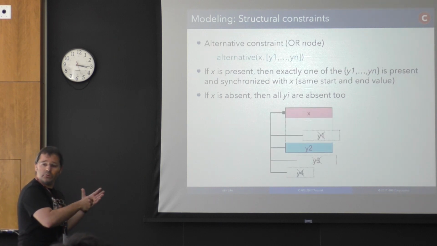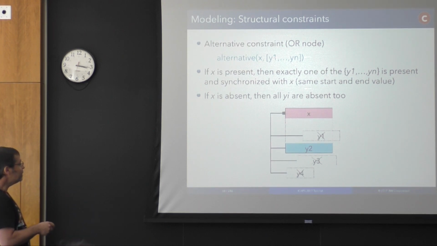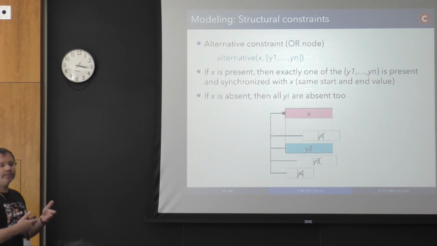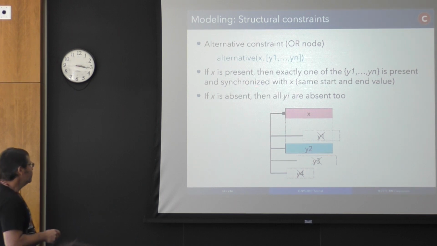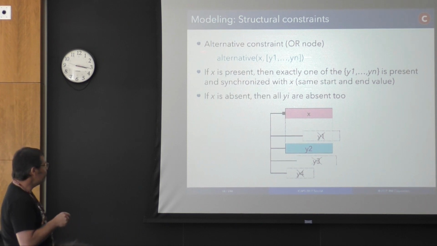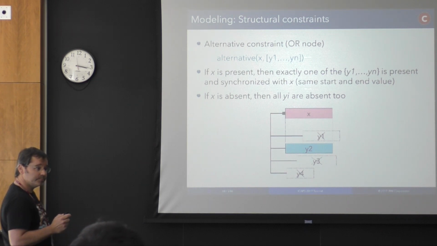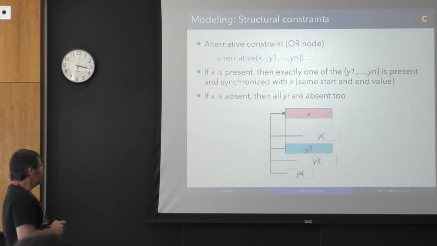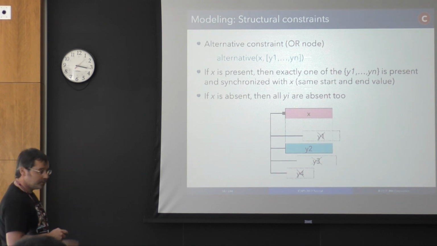And what corresponds to an OR node is the notion of alternative. Here you have an interval variable x, and you have a set of alternative ways to execute this interval variable x. The semantics of this constraint means that if x is present, then exactly one of the y is present, all the others are absent, and the one that is selected to be present will start and end at the same time together with x. This is very useful, and we will see this when we want to model multi-mode problems, for instance.